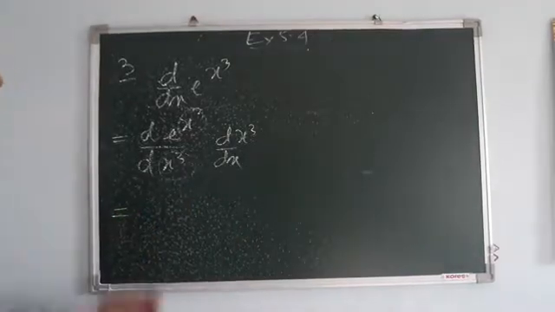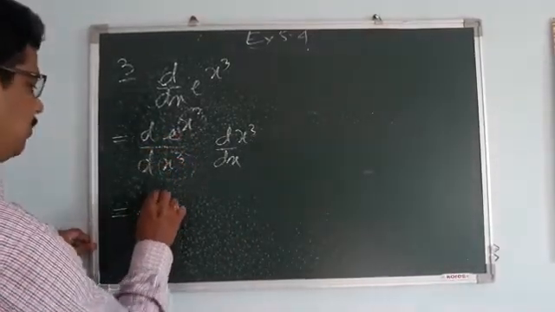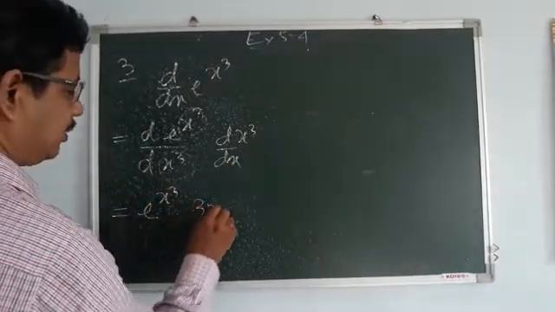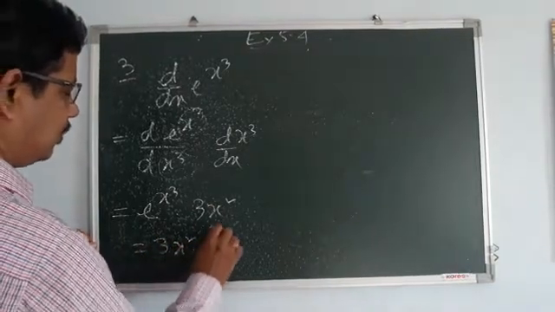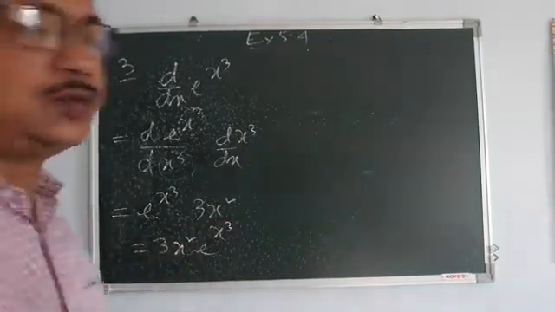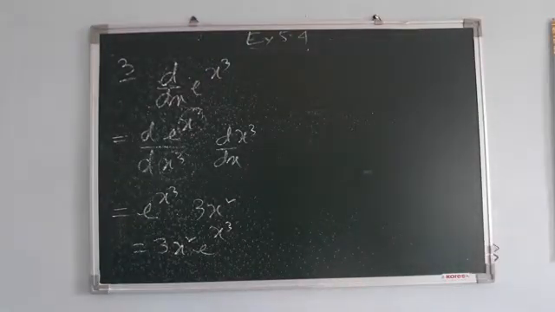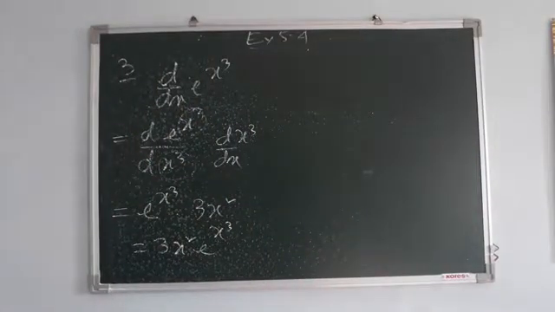Now see, e to the power x cube with respect to x cube will be the same, e to the power x cube. And the derivative of x cube is 3x square. So we can write 3x square e to the power x cube. So this is our answer. This way we will do question number 3, simply, with the help of chain rule. Now we go for question number 4.